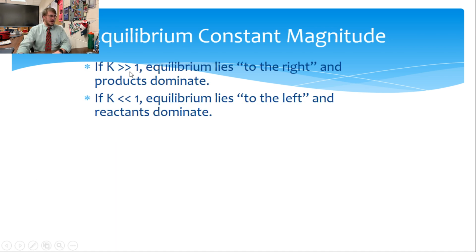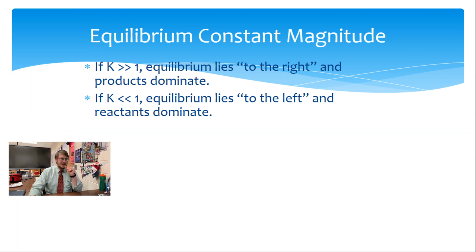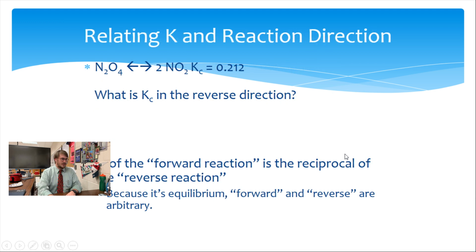If K is greater than 1, meaning in chemistry way more than 1, equilibrium lies to the right and products dominate. If K is less than 1, meaning way less than 1, or between 0 and 1 technically, it lies to the left where reactants dominate. There are more reactants than there are products. So, worth looking at some of these things.